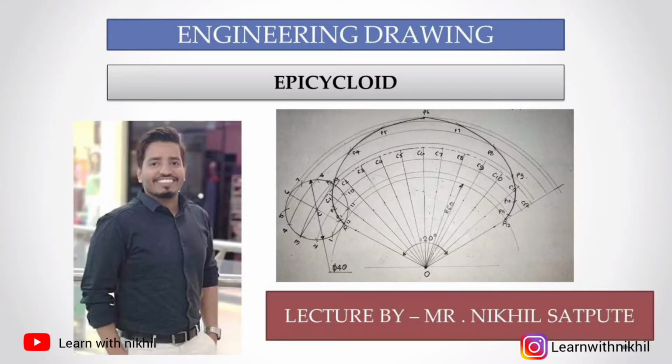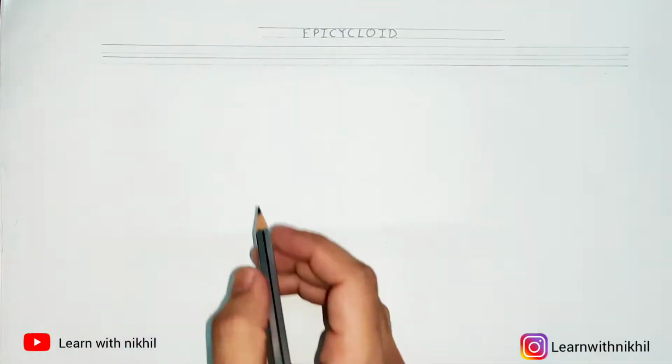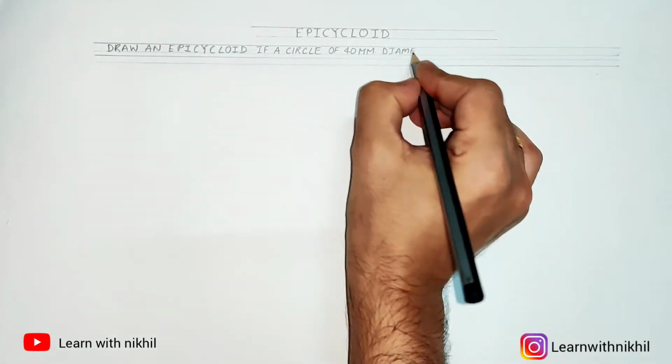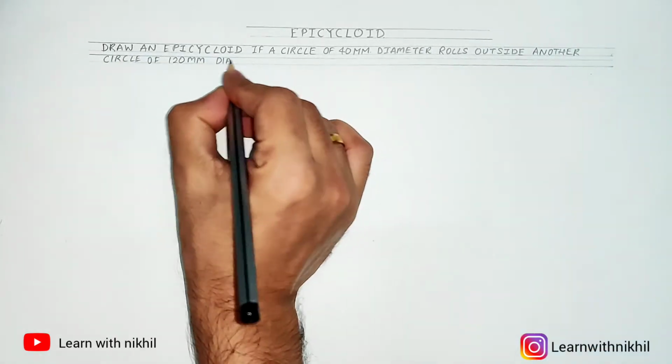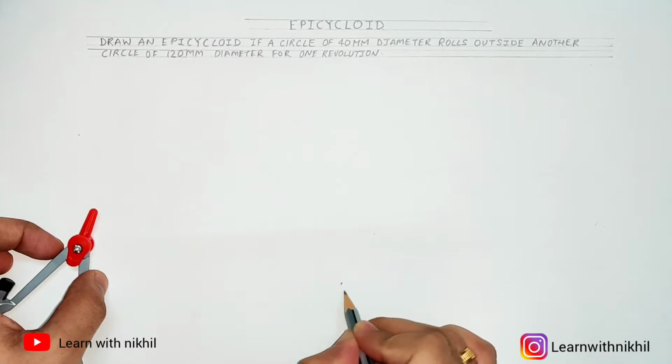In this lecture, we will study epicycloid. So we'll take a sum. In the previous lecture, we have seen cycloid. The difference between cycloid and epicycloid is that cycloid runs on a straight line, while epicycloid moves on a curved path.